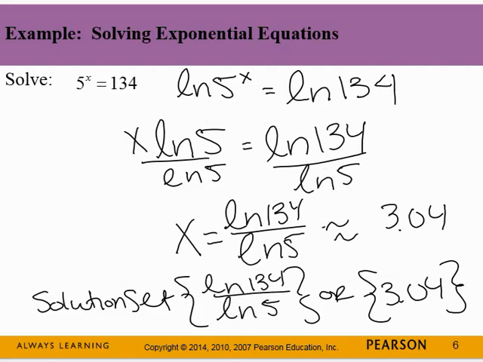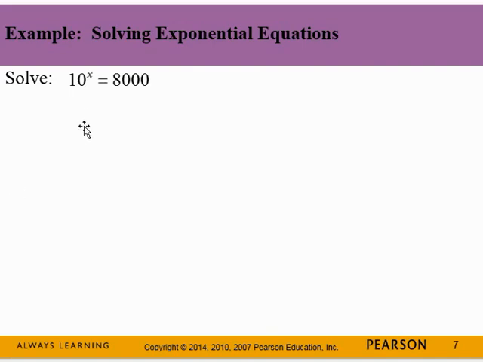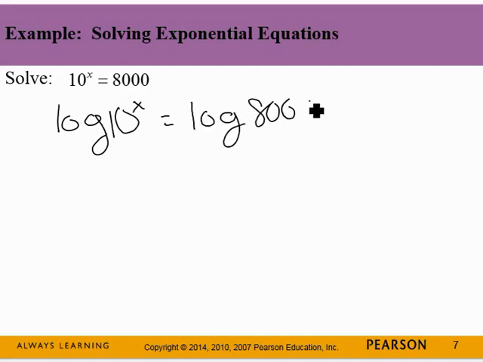So let's look at another example. We have 10 to the x equals 8,000. So in this case, we're going to do a log. So you're going to do the same thing. I take that back. You're not going to do the same thing. You want to think, you have log 10 to the x. This is a special rule. So remember, you have log 10 to the x equals b. That means x equals b.